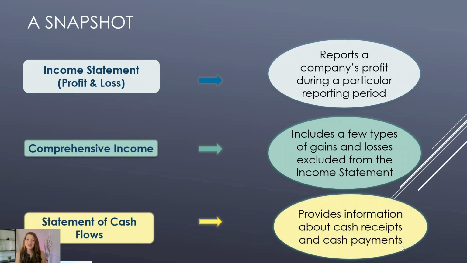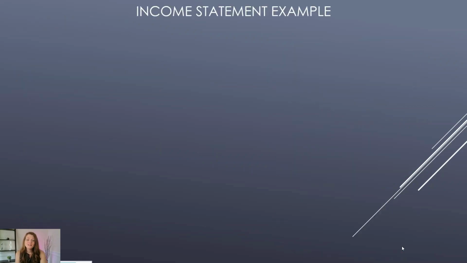Then we have the statement of cash flows. This one's kind of tricky. It is going to provide information about cash coming in and cash going out. That sounds super similar to the income statement, and it may be, but due to accrual accounting, it is going to have possibly some drastic differences. So make sure you watch the third video I'm going to make on this chapter covering the statement of cash flows.